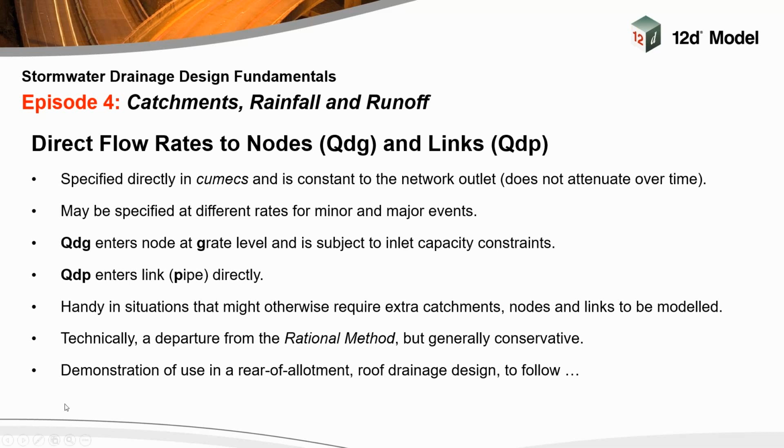So they're typically handy in situations where you might otherwise require extra catchments or nodes and links to be modeled. So say if you had an existing stormwater network, for instance, that was flowing into your proposed system that you're designing, well, you don't necessarily want to have to model that entire existing system into your model. You can just inject a particular flow rate at a particular point, and that will serve a similar purpose.